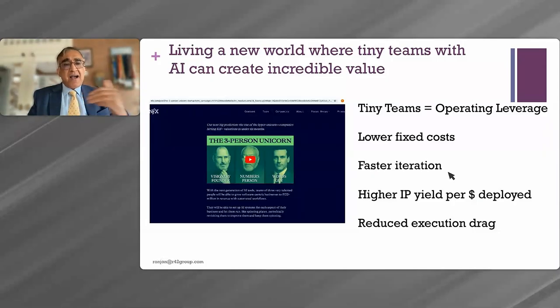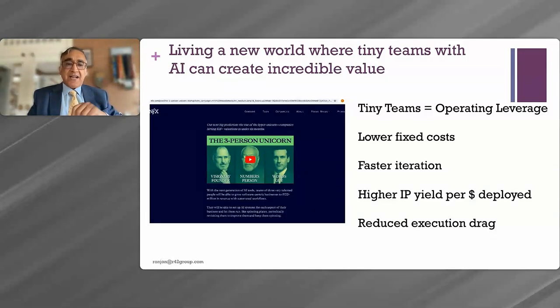And it's a higher intellectual property yield for every single dollar we deploy. And of course, reduced execution drag, in that you don't have to manage people, you don't have to look at other infrastructure things that you have to build up into your company. So this allows us to really pursue the riskiest innovation segments while protecting our capital.